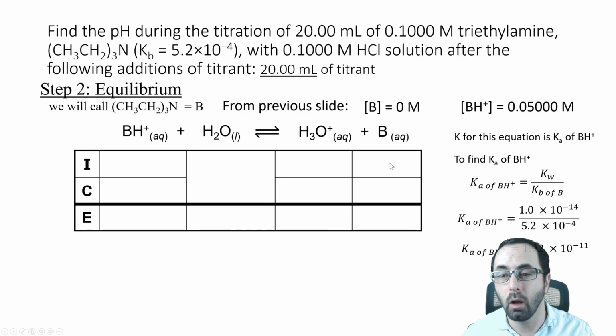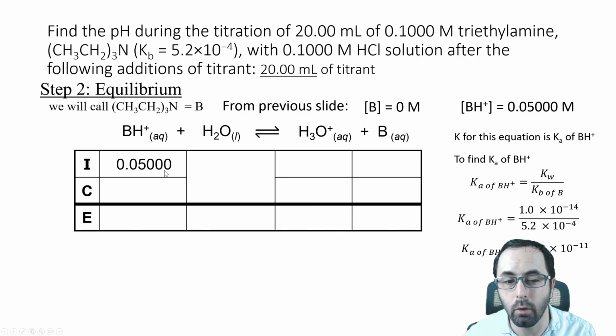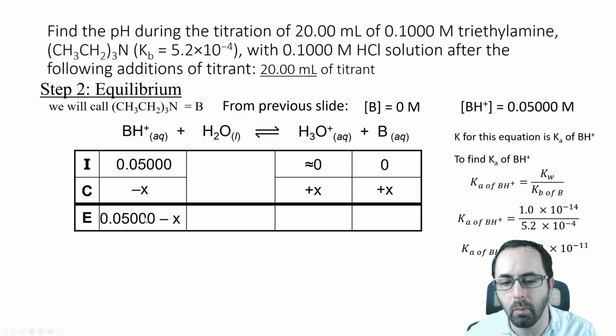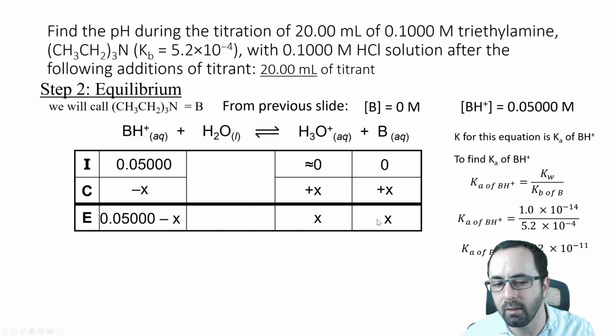And so our initial concentration of the BH plus will be 0.05 molar. For H3O plus, it's about 0. And for the base, we're assuming we have none left. We're just dealing with the equilibrium to find out how much of that we'll have. This reaction is going to go forward since we have no products. So minus X here, plus X for the H3O plus, X for the base. For our BH plus it is 0.05 minus X. For H3O plus, it's X. And for the base, it is X.